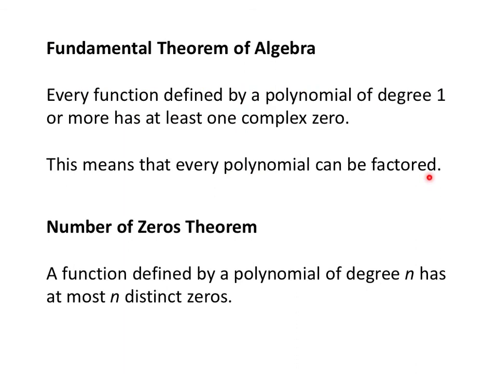The second thing that's important to pay attention to is the number of zeros theorem. Any function that has degree n, meaning that the exponent of your highest value is some number, then you have at most that many distinct zeros. Example, if you have x cubed plus 9x squared plus 6x minus 4, you have at the very most 3 distinct zeros.